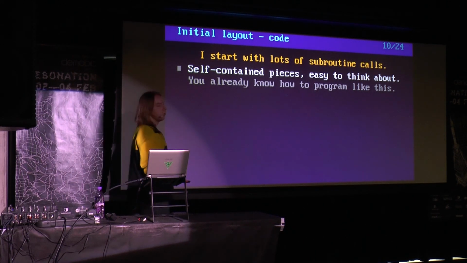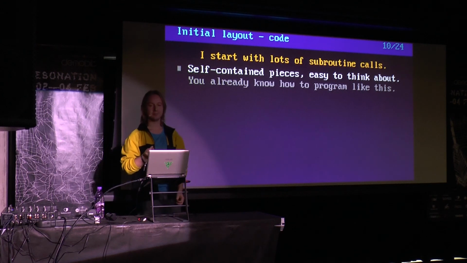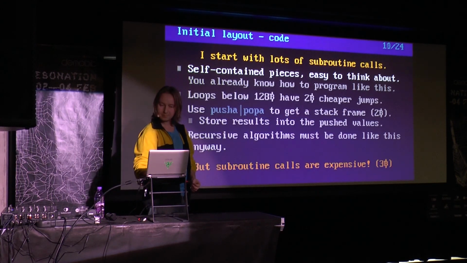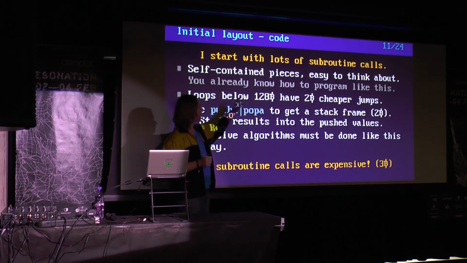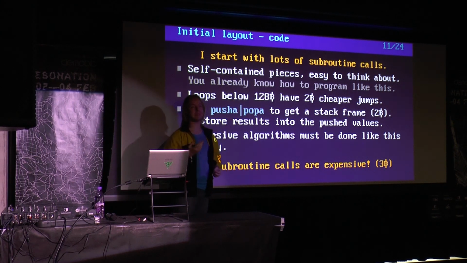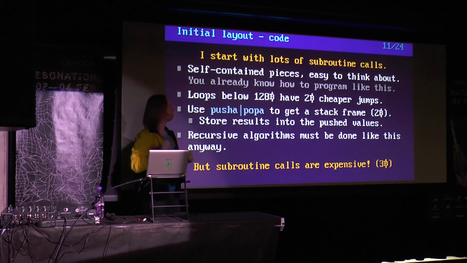What do I do with code? I usually start programming like I do in C, with lots of functions and subroutine calls. And also because of the jumps that take 2 bytes when you have a short jump and 4 bytes when you have a long one. When you cut the code into pieces, all of the jumps will be small, so you can estimate the size like that.